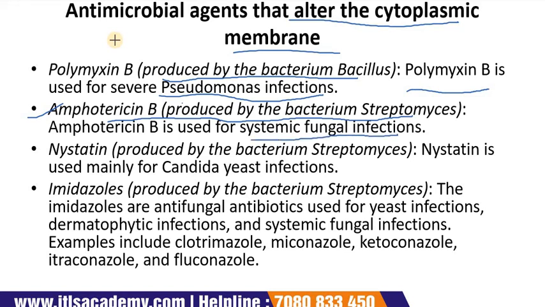Third one is nystatin, produced by the bacterium Streptomyces, and nystatin is used mainly for Candida yeast infection. Last one is the imidazoles, produced by the bacterium Streptomyces, and the imidazoles are antifungal antibiotics used for yeast infection, dermatophytic infection, and systemic fungal infection. They include clotrimazole, miconazole, ketoconazole, itraconazole, and fluconazole.